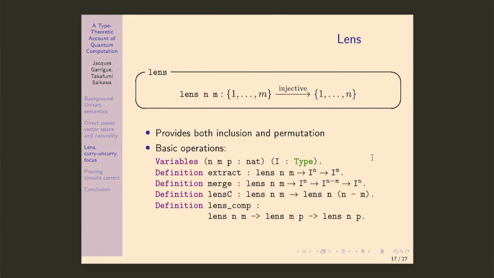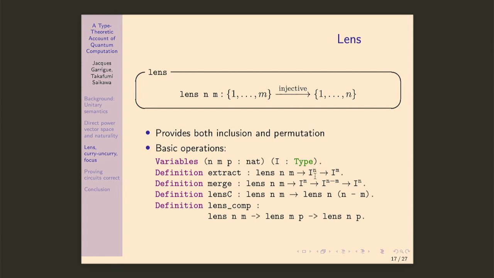So what is a length? A length is just an injective function from M to N. So it's just a choice of the wires that we want to use and in which order. That's just what an injective function will give you. And with this, I can define extraction.